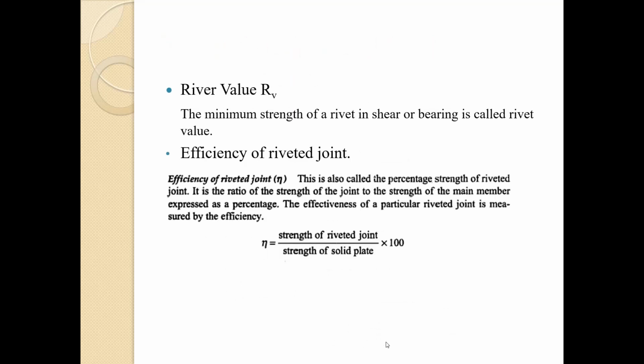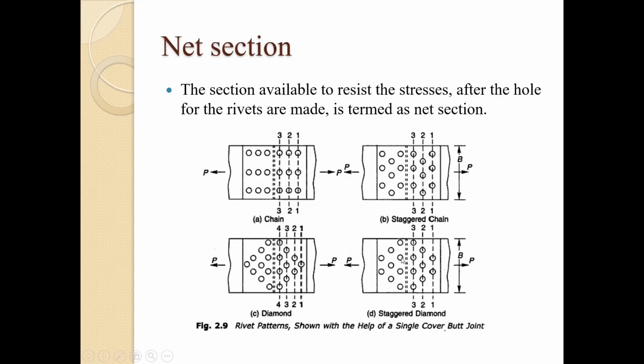Now the rivet value. The minimum strength of a rivet in shear or bearing is called the rivet value. Efficiency of riveted joint. This is also called the percentage strength of the riveted joint. The ratio of strength of the joint to the strength of the main member, expressed in percentage. The effectiveness of a particular riveted joint is measured by the efficiency. So here you can see the efficiency is the strength of riveted joint divided by the strength of solid plate into 100.